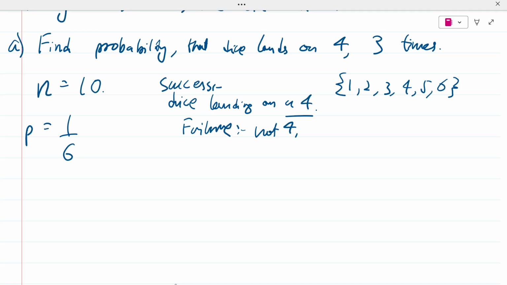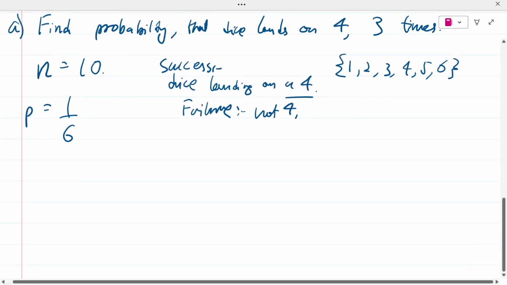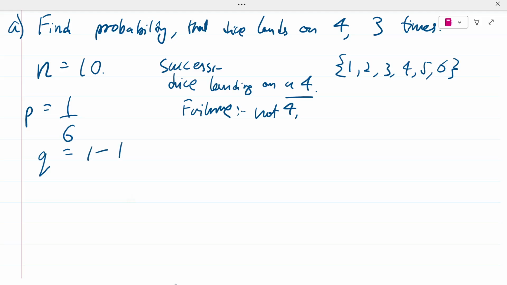I'm not going to keep on explaining why it's 1 over 6 because if you don't understand that, then you should go and watch the very first probability video. Now, look, P is equal to 1 over 6. That's one thing. What is Q going to be? It would be 1 minus 1 over 6, right?